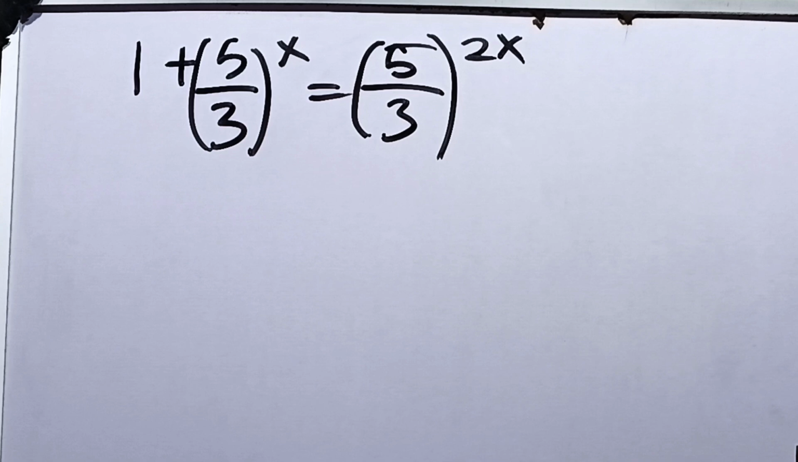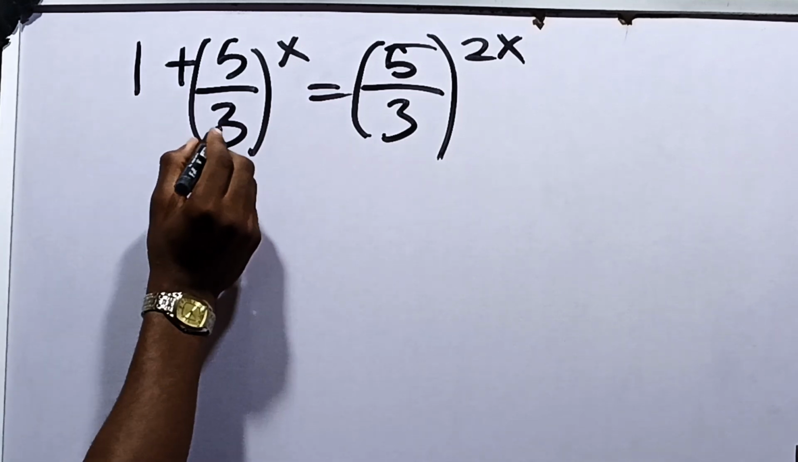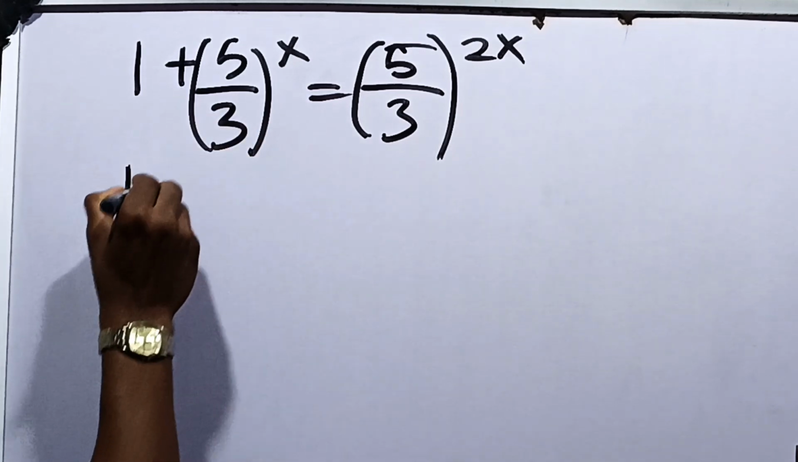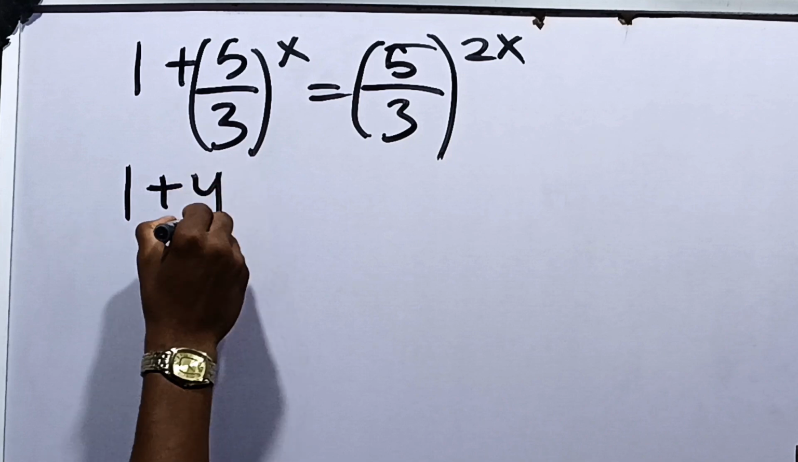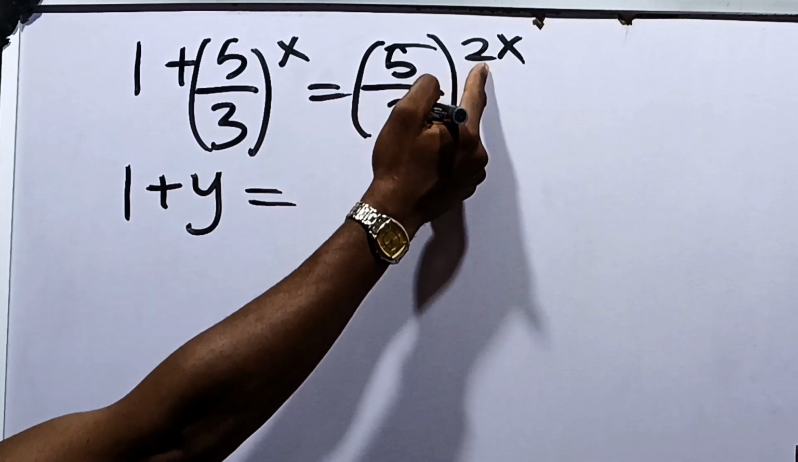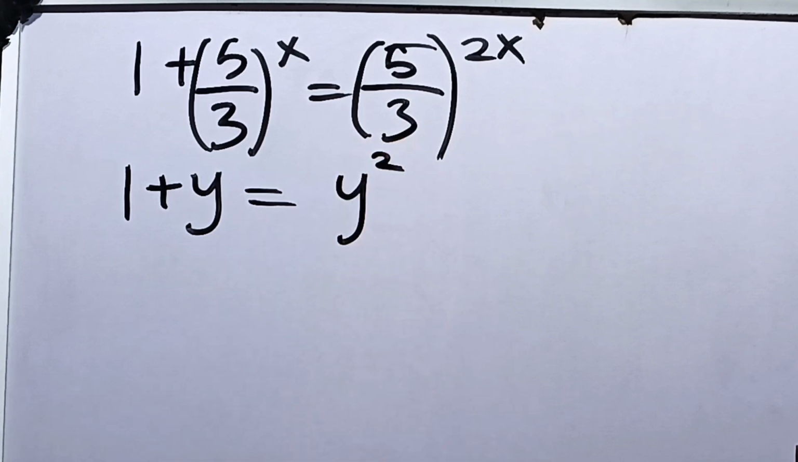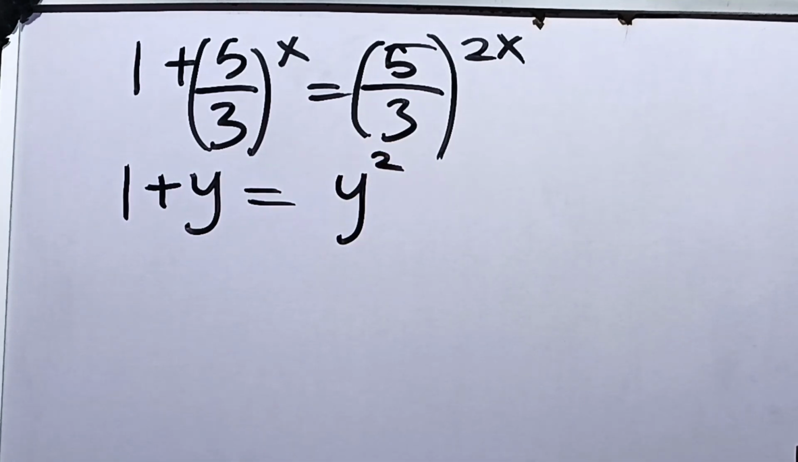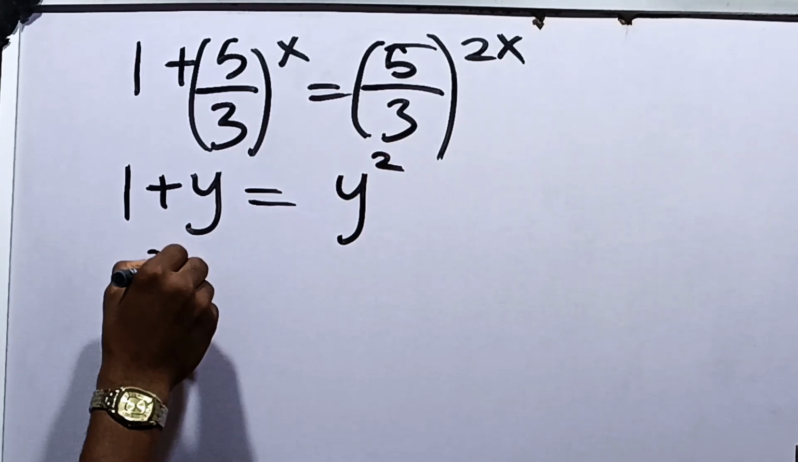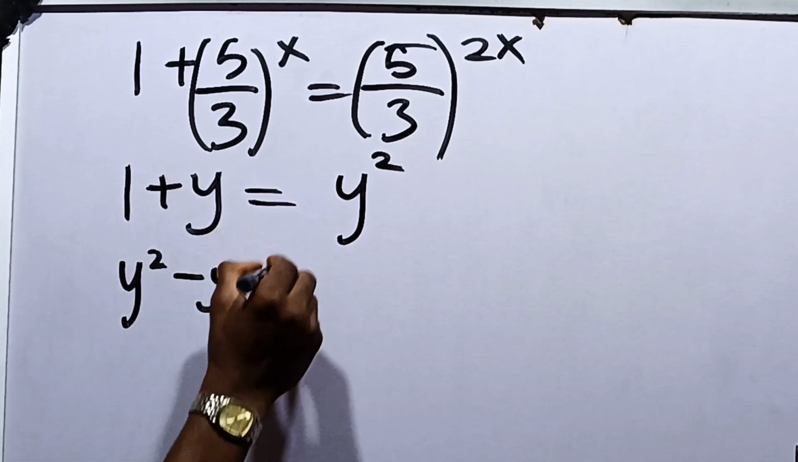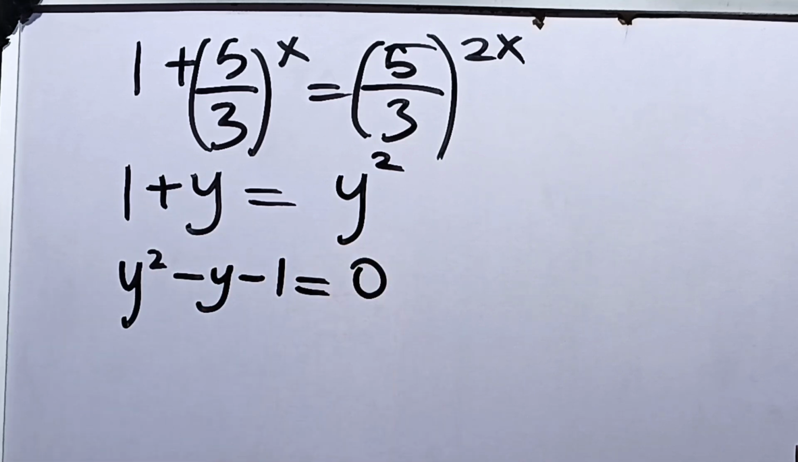Moving on from here, since our 5 over 3 raised to the power x is y, we can have that this is 1 plus y to be equal to, now this is 2 here before the x, so we have y raised to the power 2, okay? Now we have here that our y squared minus y, and this is what? Minus 1 is equal to 0, alright?